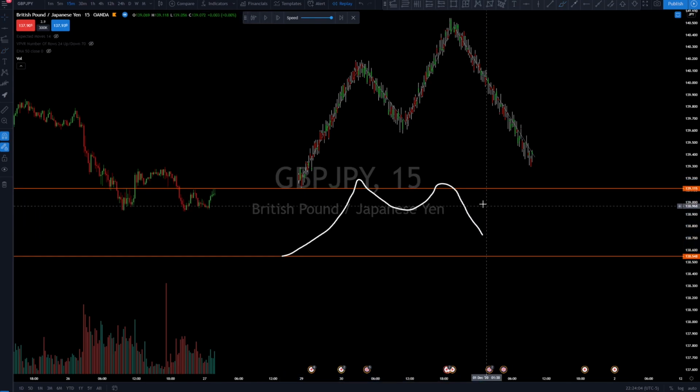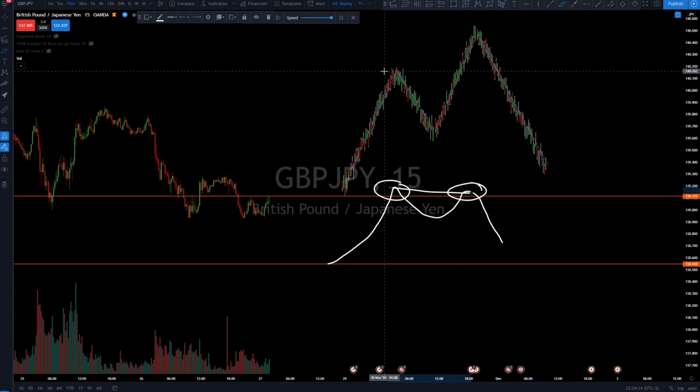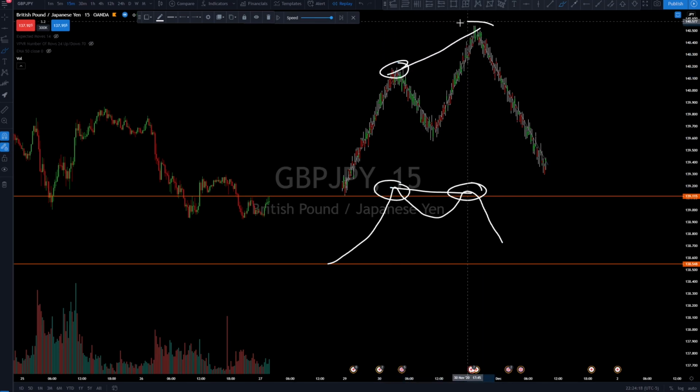So now notice what's happening here. RSI just made a lower high, right? We have this high on the RSI and then this high, which is a lower high. But price action actually made a higher high, right? We have this high and then this high, which is a higher high compared to this high. So this is what we call an RSI divergence, when the RSI trend is the opposite of the price action trend.